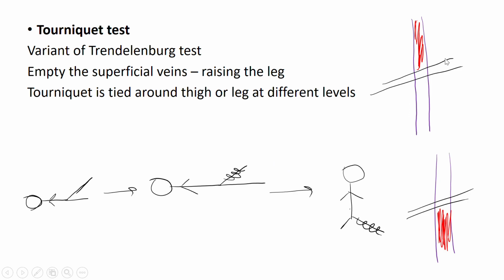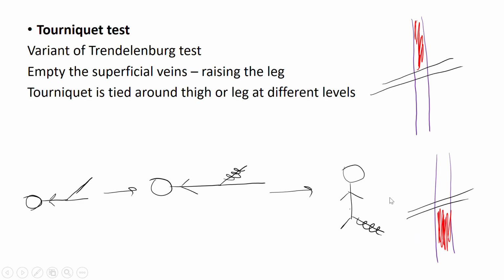Now here what happens is, this is a tourniquet, this is the vein. If the vein fills up above the tourniquet, then we can say that the perforators above the tourniquet are incompetent. But if the filling or the prominent veins appear below the tourniquet, we can say that the perforators below the tourniquet are incompetent.